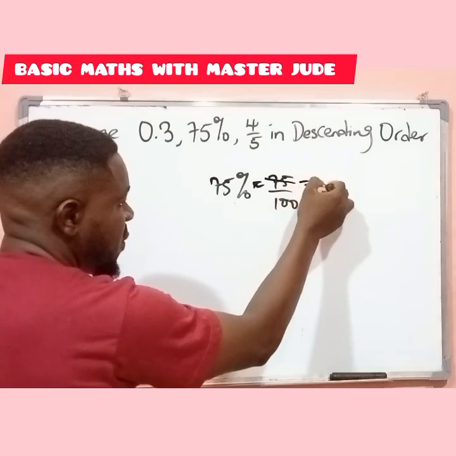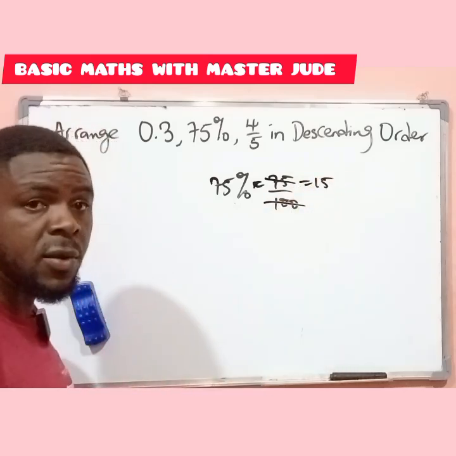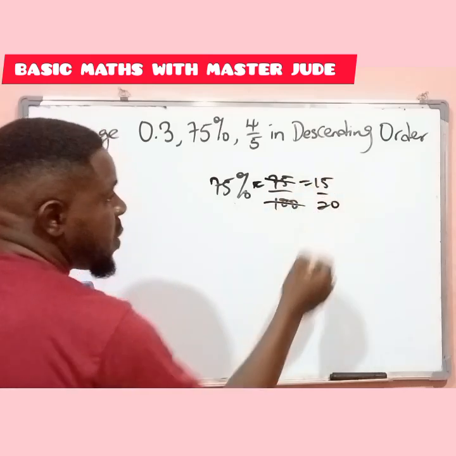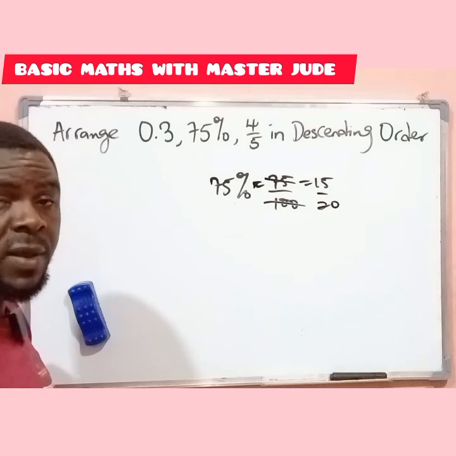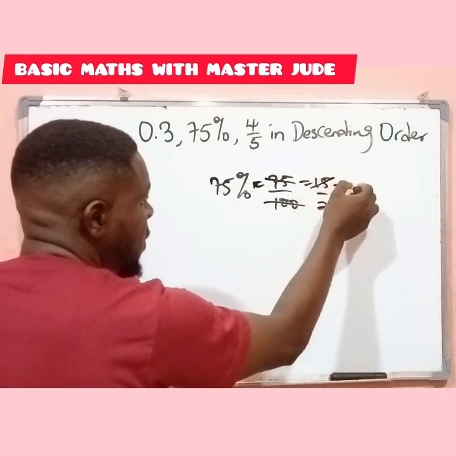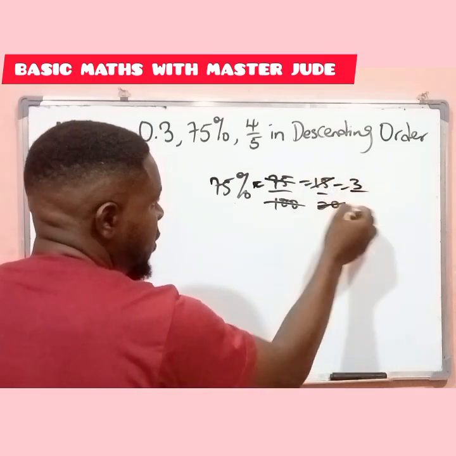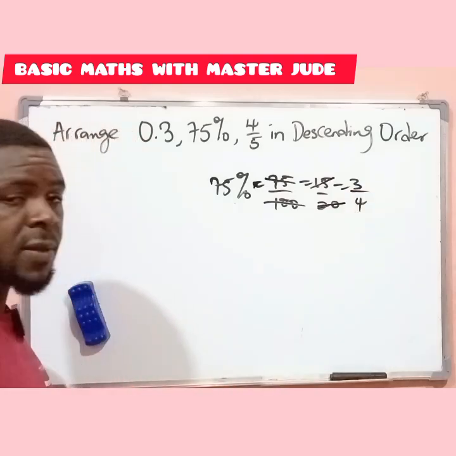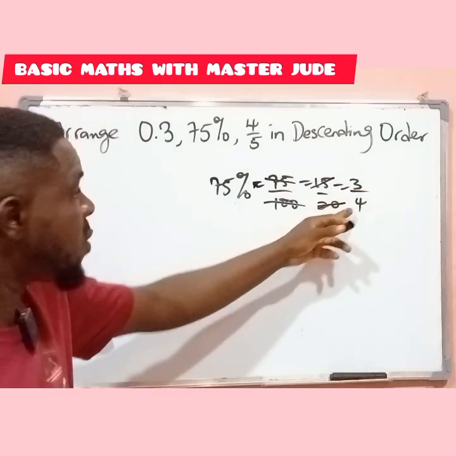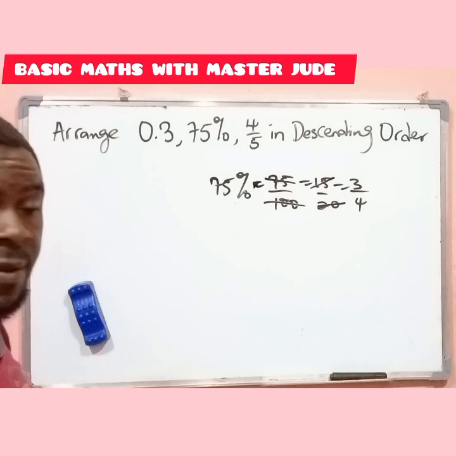5 into 75 is 15. 5 into 100 gives me 20. Now 5 can still go into 15 and 20. 5 into 15 is 3, while 5 into 20 is 4. So this is 3/4. Now we're going to change 3/4 to decimal form.